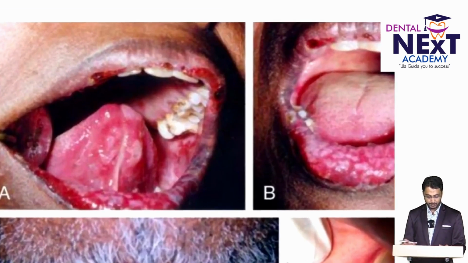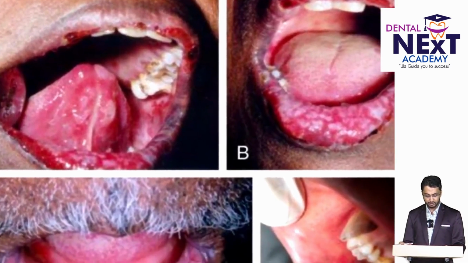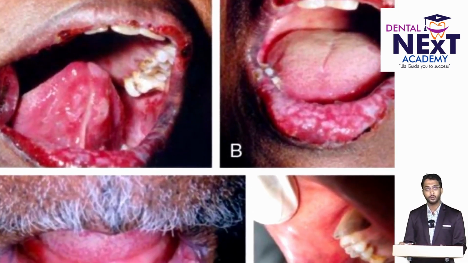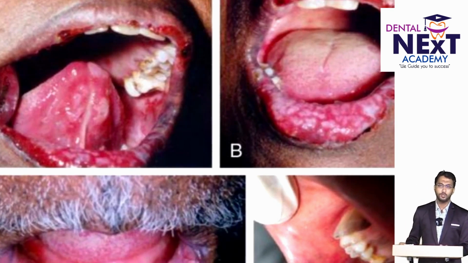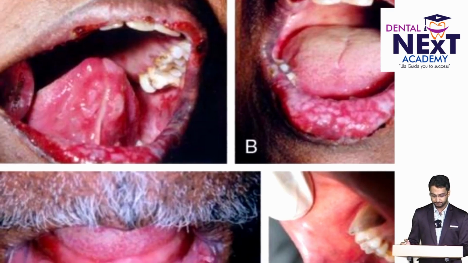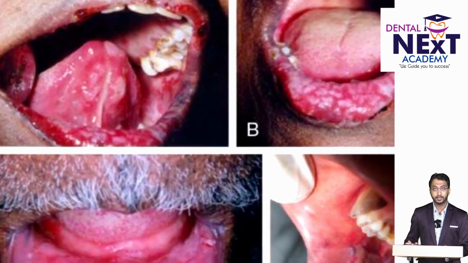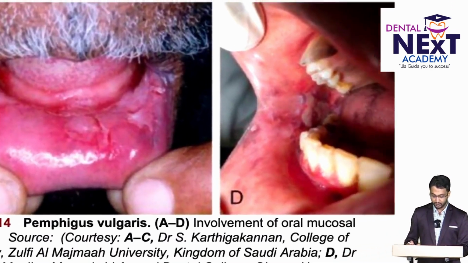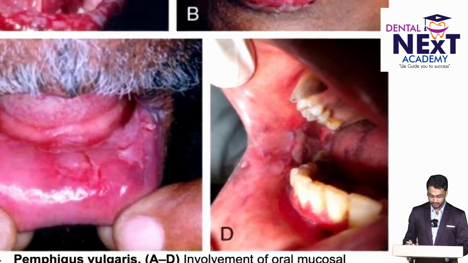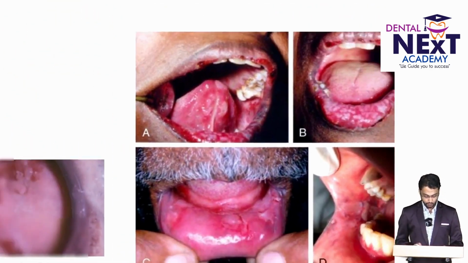Now, oral mucosa, see ulcerations. If you see a patient with this kind of ulceration, don't think that it is the major. You have a differential diagnosis of recurrent major aphthous ulcers, but you should also suspect pemphigus vulgaris. So these are the lesions you can see with ulcerations on the oral mucosa.